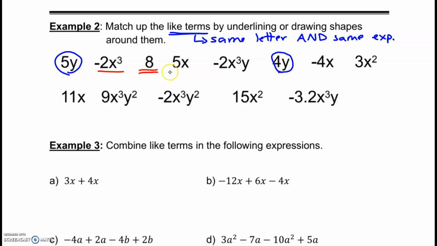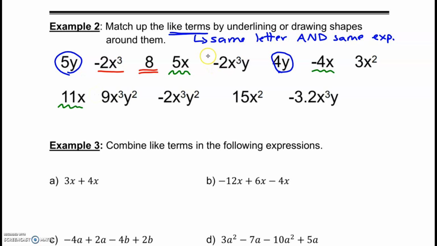Let's now look at 5x. I'm going to underline it with a squiggle line. Okay, so 5x. So I'm looking for another term that just has an x. Okay, keep going. Okay, here's a term with an x. Good. Here's an x, but it's x squared. I'm going to keep going. Oh, here it is, 11x. We'll underline that.